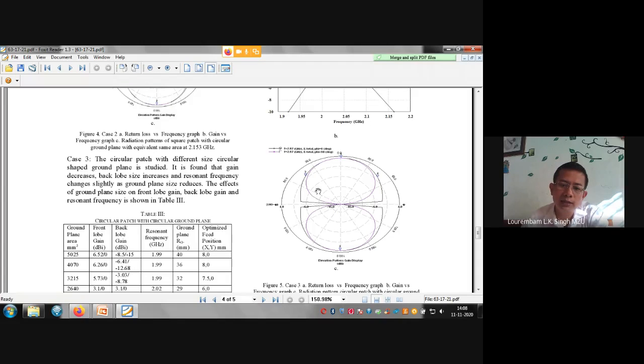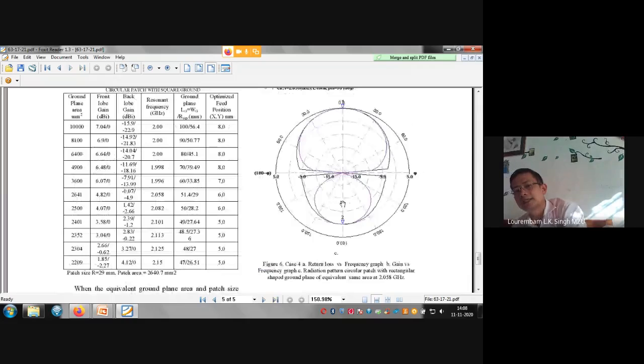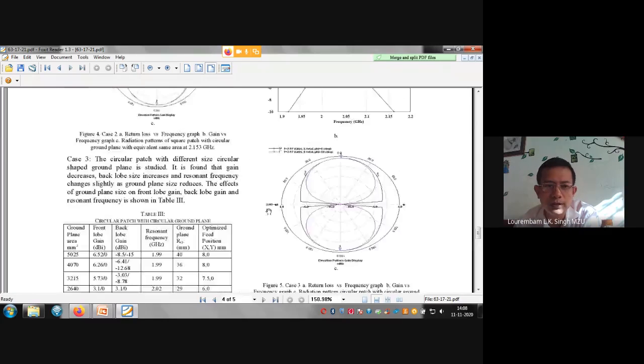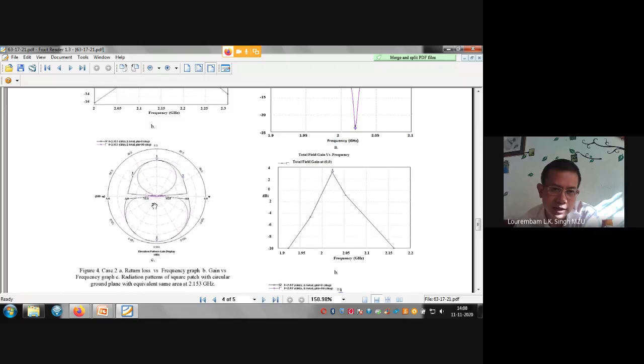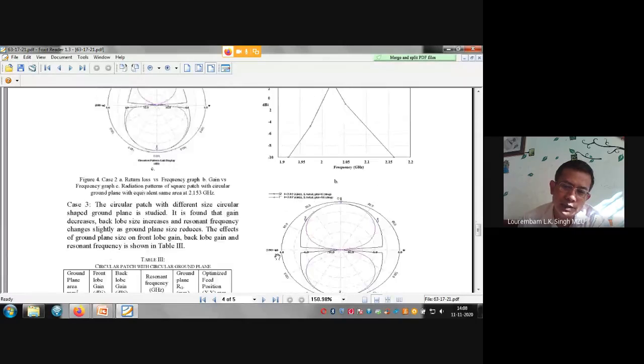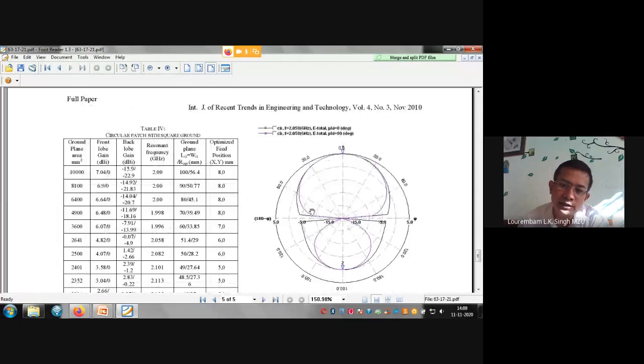But in the case of the circular patch with the circular ground plane, if it is the same size, then it is equally radiating. But what we observe when the circular patch has a square ground plane of equivalent area is that the front and back are reversed. On this side, the back lobe is increasing when the square ground plane is used for the circular patch. So the radiations are reversing. This is one of the achievements.